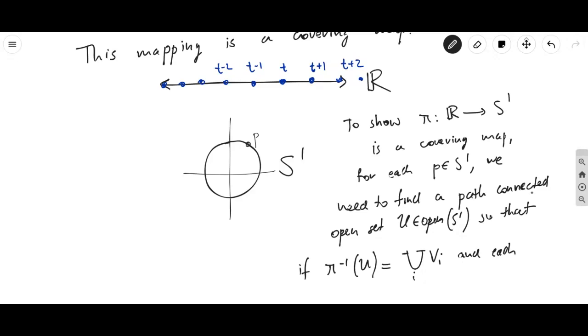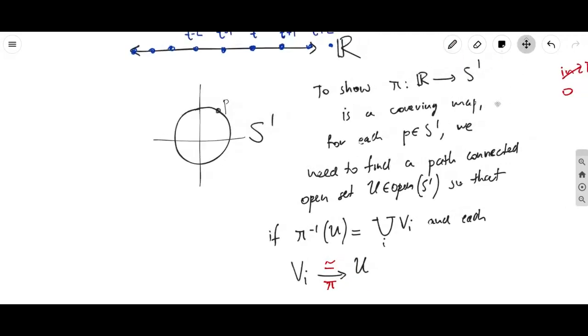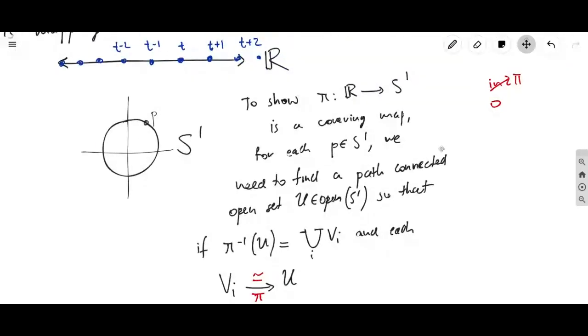And each V_i is mapped homeomorphically onto U by this covering map pi. That's what we need to show. So that's the definition of a covering map. And instead of writing out a formal proof of this, which is not very illuminating, I think it's more helpful to just see the idea of what's going on.